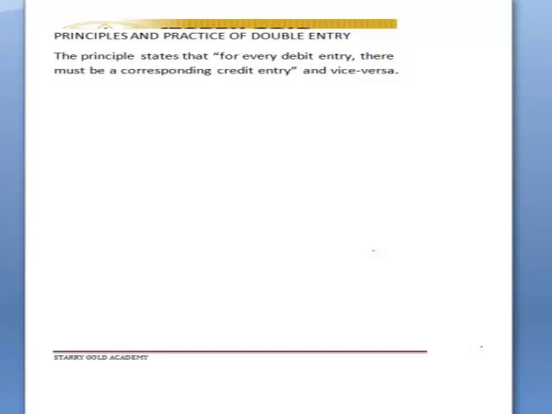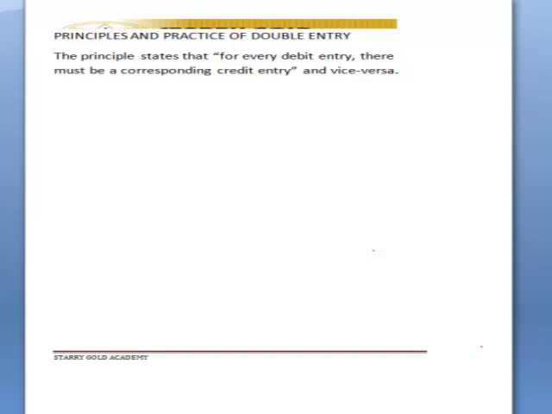Now, this principle is the foundation of bookkeeping. Experience has shown over the years that many students fail accounts due to lack of in-depth knowledge of this principle. And this principle operates on the basis that every financial transaction must have two aspects.